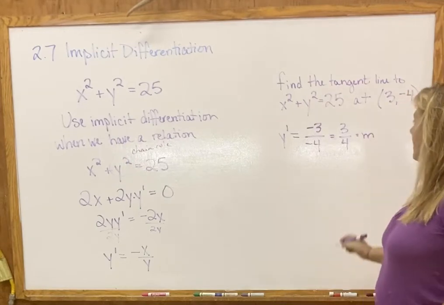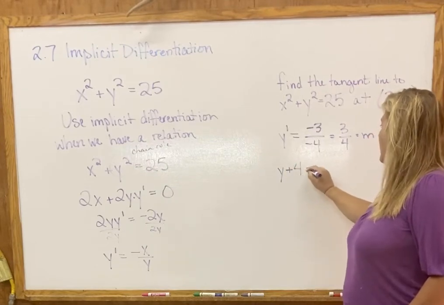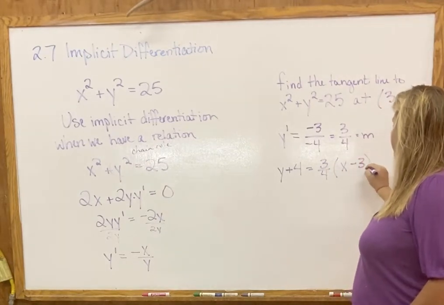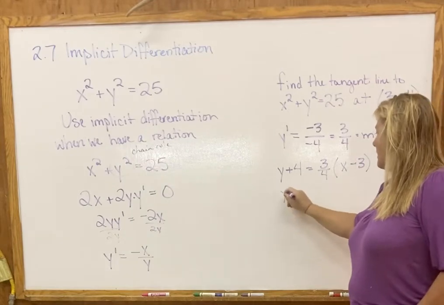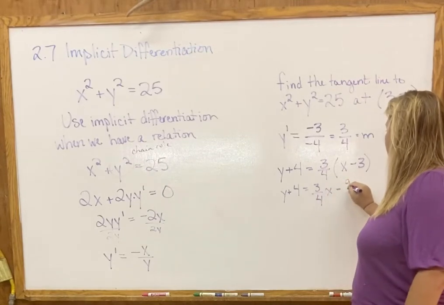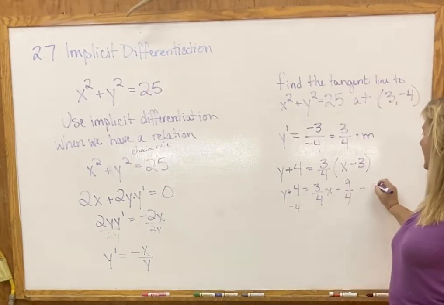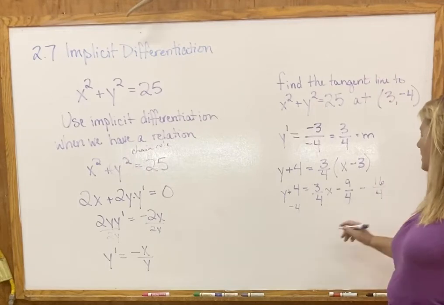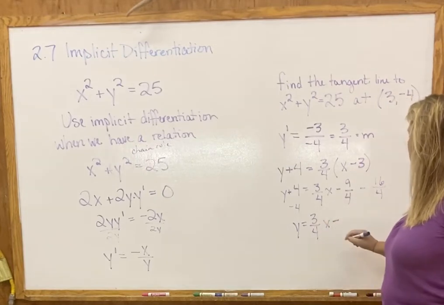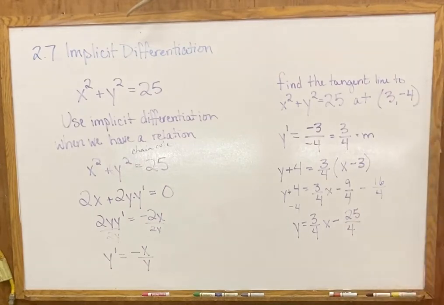So that's our m. And then let's see, we'll go y minus, so that'll be plus y plus 4 equals 3/4 x minus 3. And we'll distribute in. So 3/4 x minus 9/4. And when we subtract the 4 on this side, we'll subtract it as 16 over 4 over here. So we end up with y equals 3/4 x minus 25 fourths. Okie dokie.